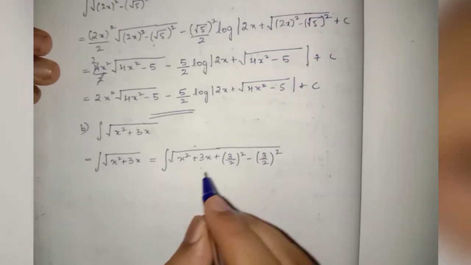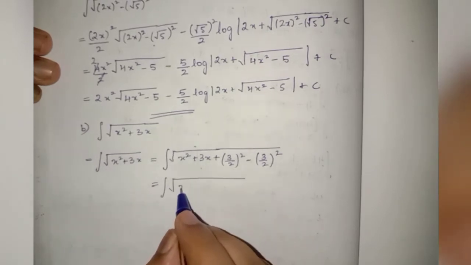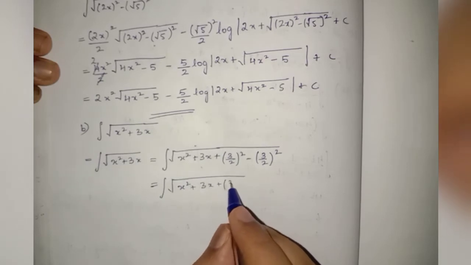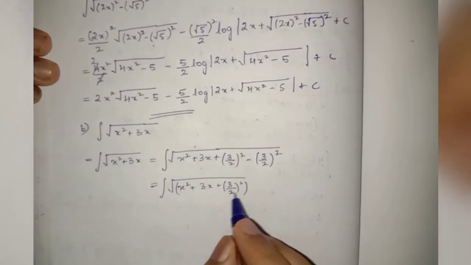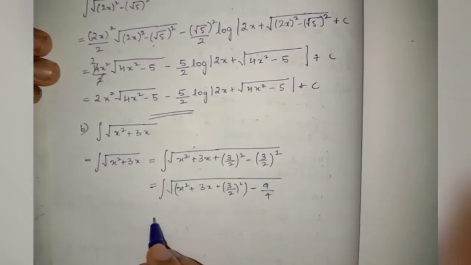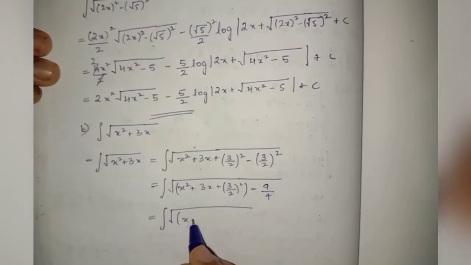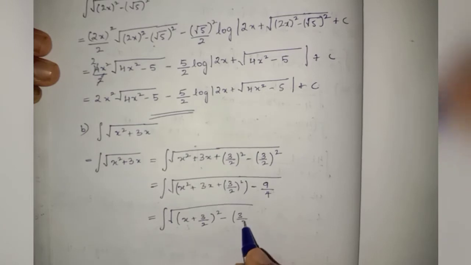So there won't be any difference. This is equal to integral root of x squared plus 3x plus (3 by 2) squared. Let us keep this in a bracket, and the another one is minus 9 by 4. So this is equal to integral root of (x plus 3 by 2) squared minus (3 by 2) squared.